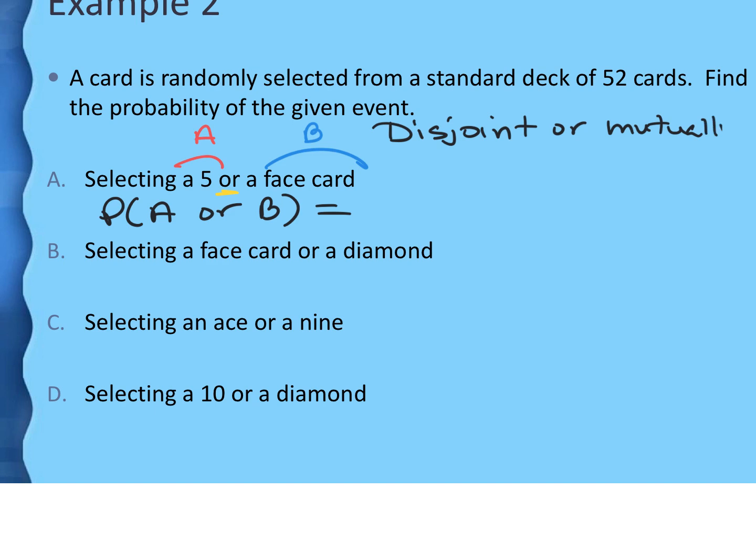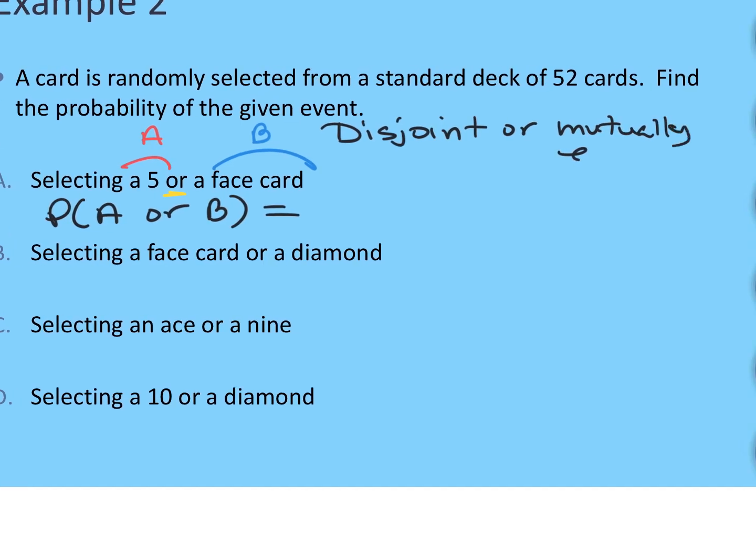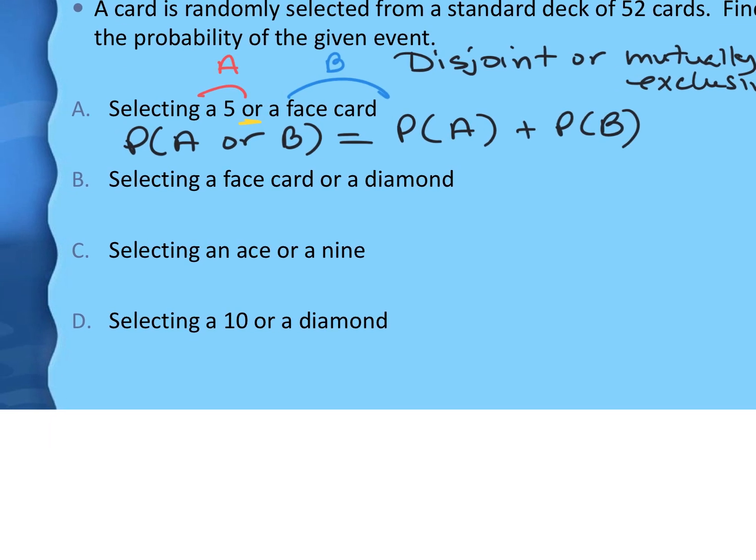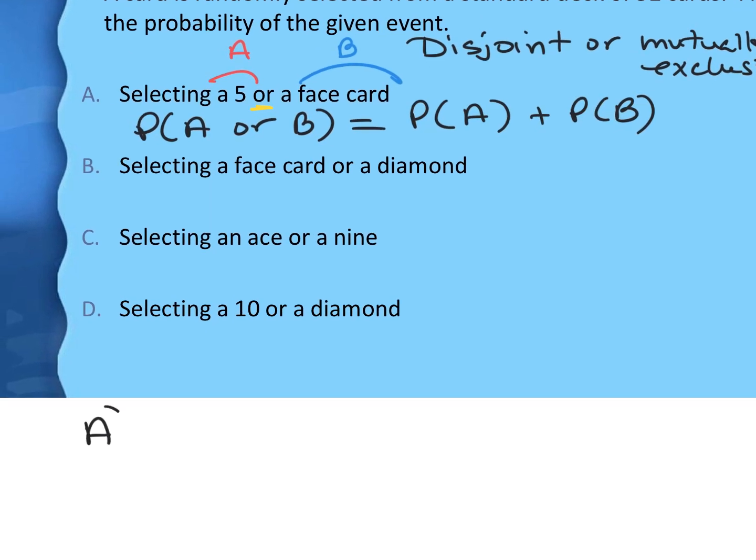Nothing is in common. So this one is just going to be the probability of A plus the probability of B. All right, so I'm going to fill in. Let me go ahead and finish part A down at the bottom.